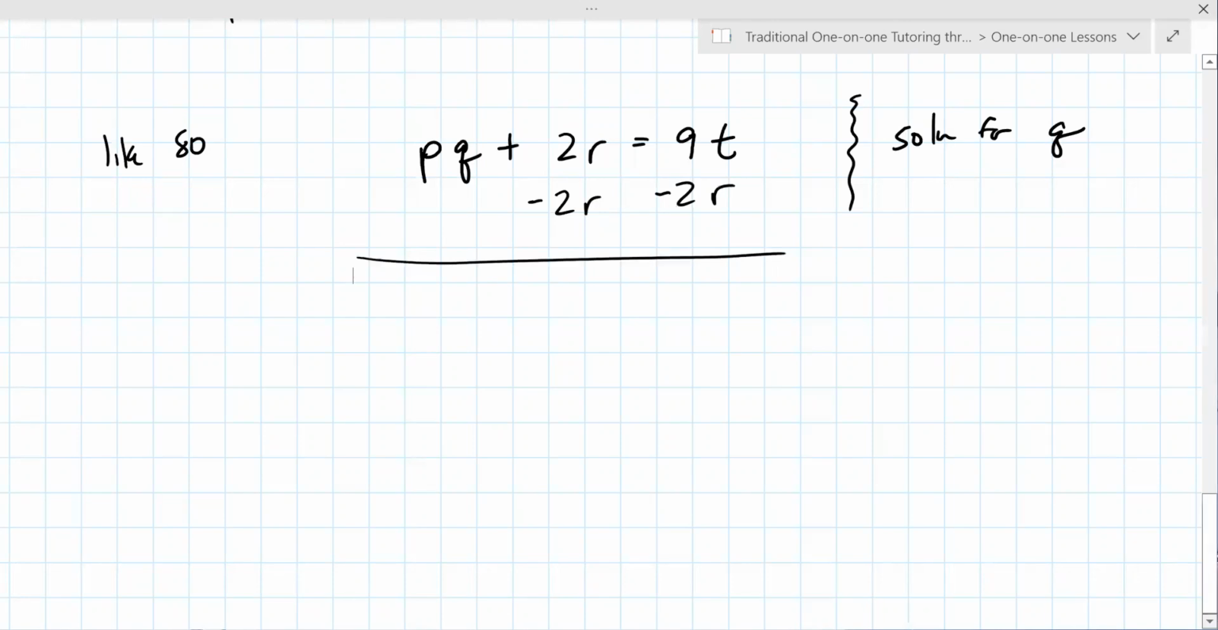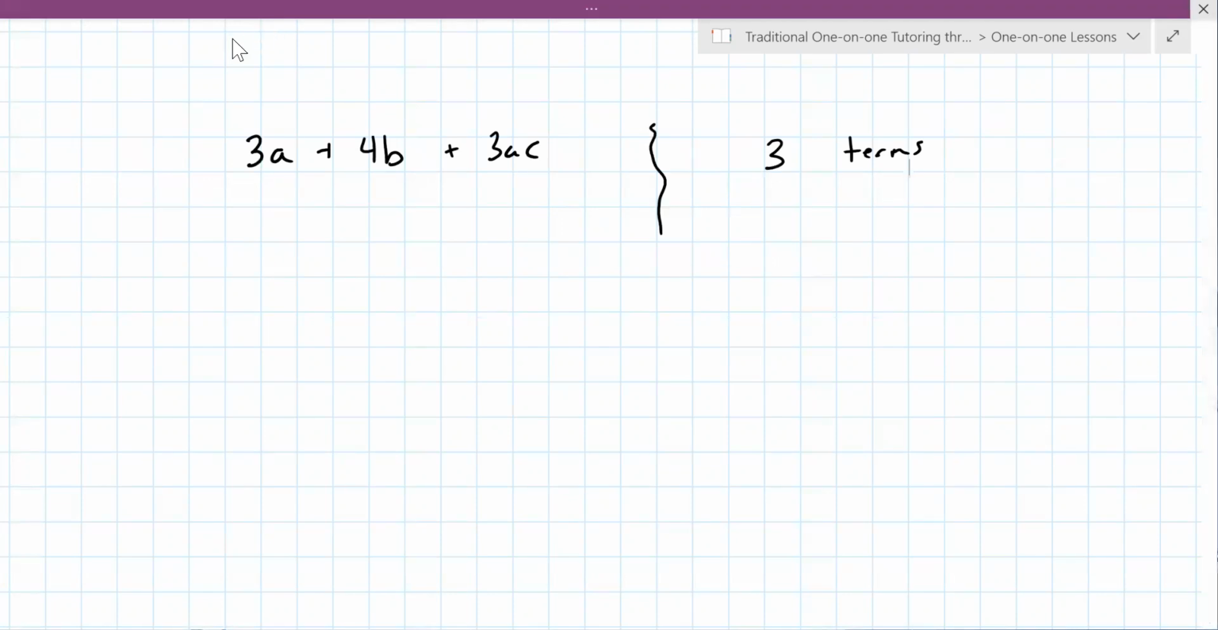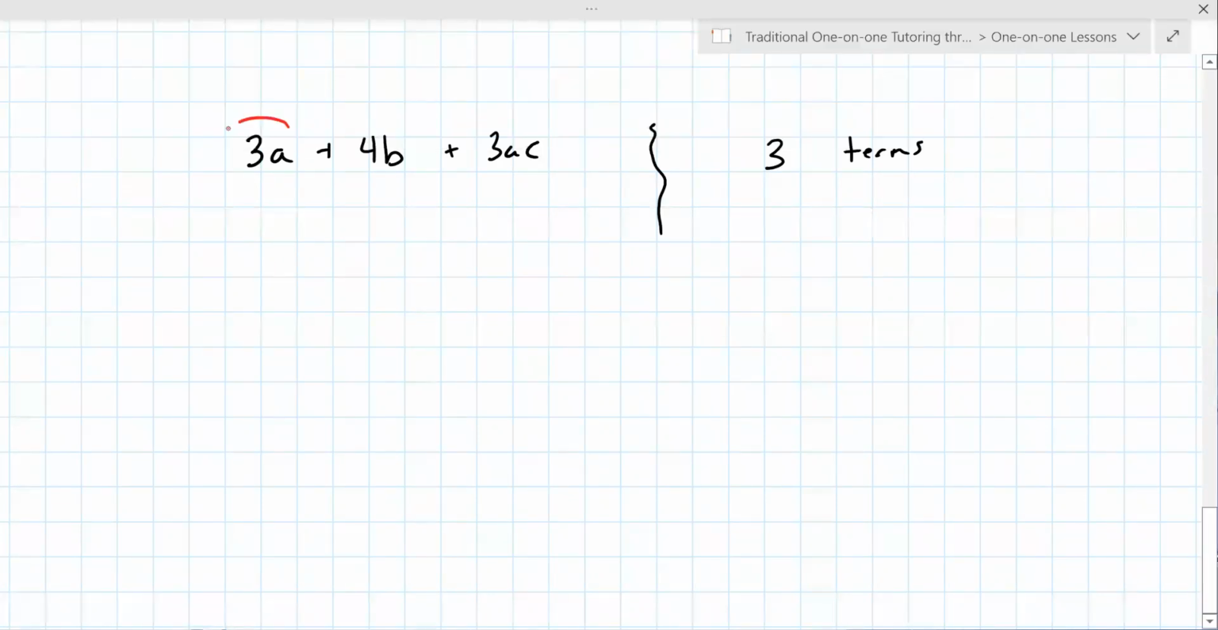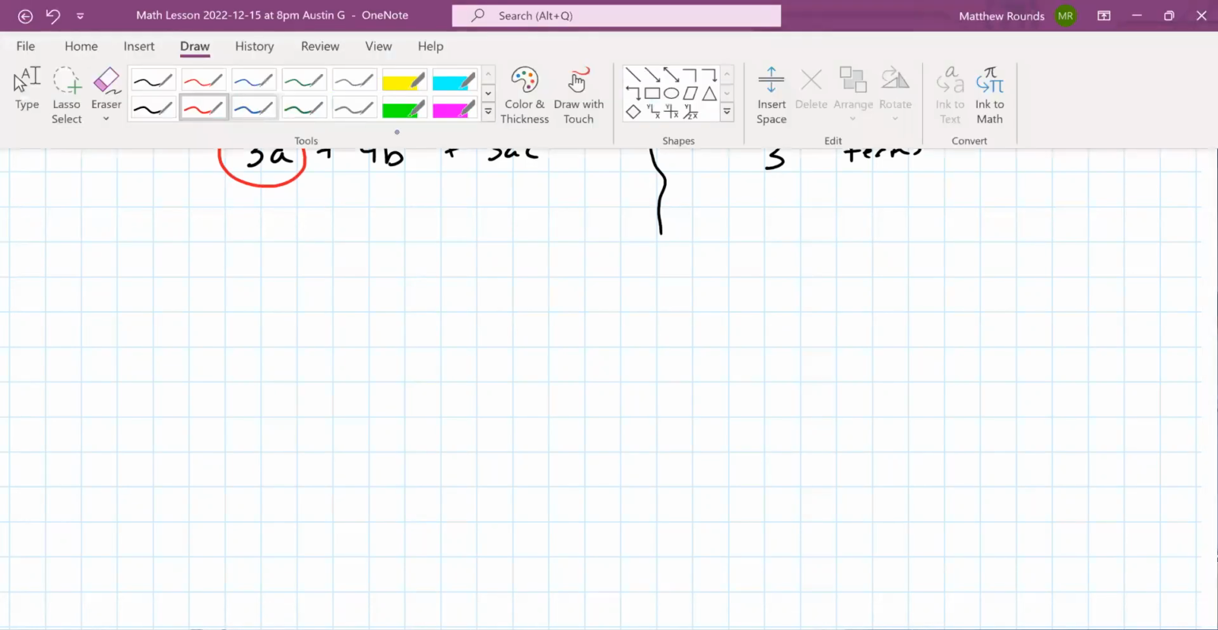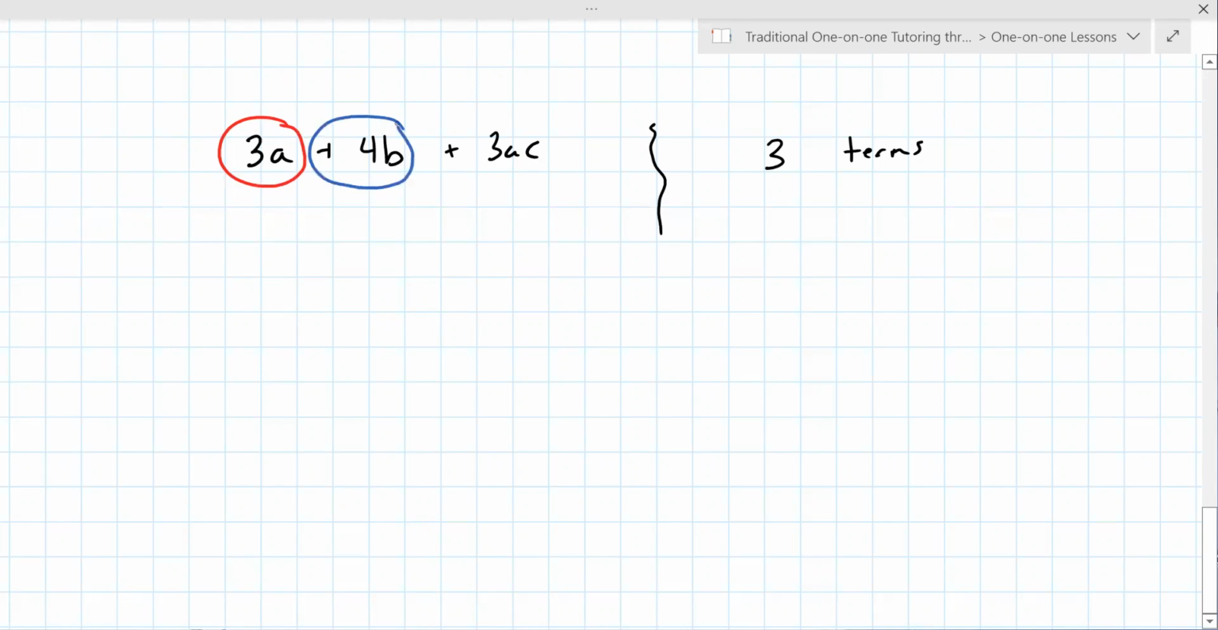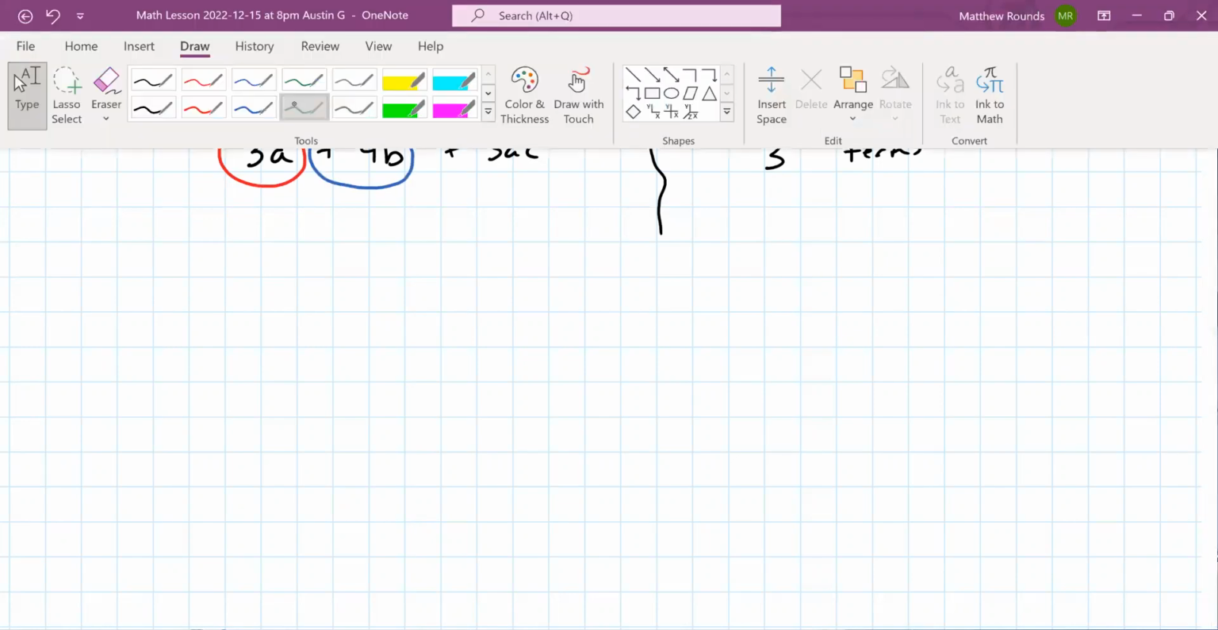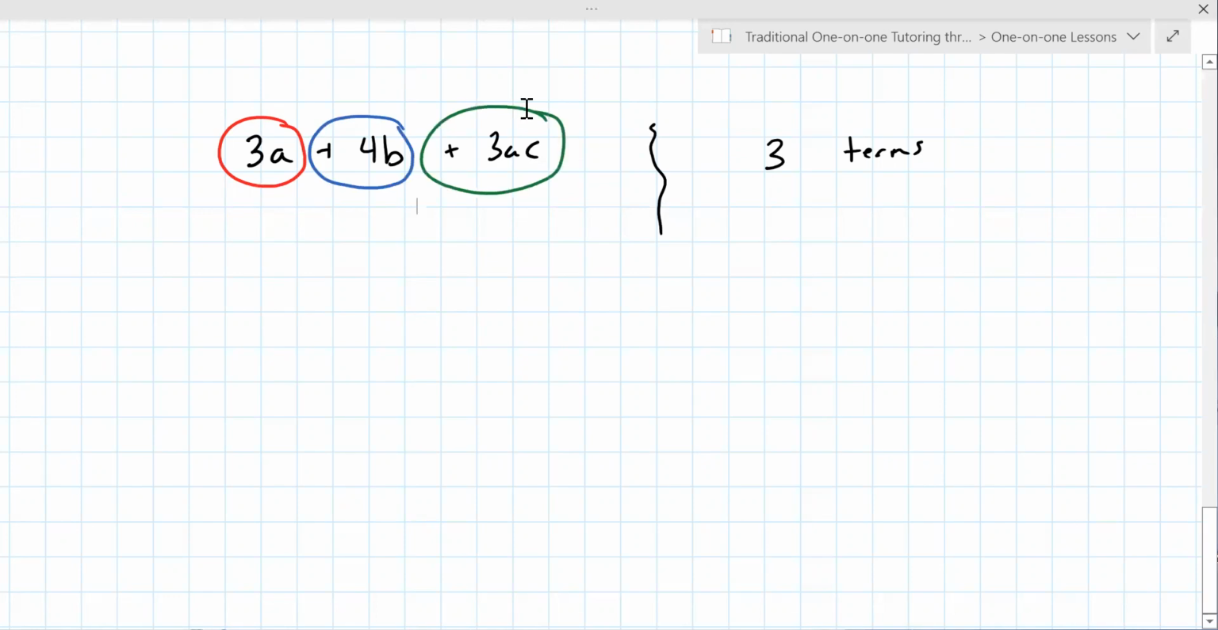Let me back up here and start something fresh. If I write 3A plus 4B plus 3AC, there are three terms. A term contains something, and it can vary, but this one contains a number and a letter. The second one takes on the sign, so it's positive 4B. The third one is two letters and one number. There are many variations on what this could be, but the terms are what you move around.